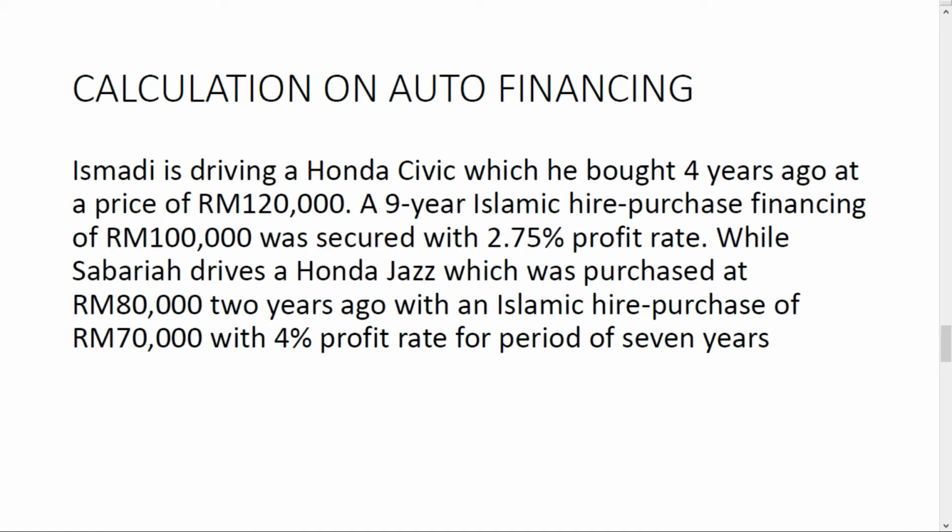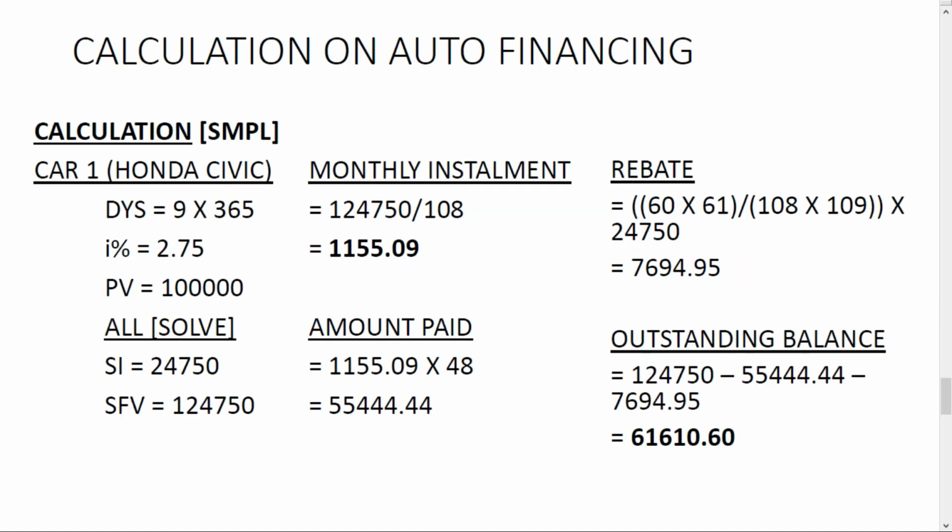The current value we got from the calculation will become an asset under the net worth statement. And then the financing amount we use to calculate the monthly payment as expenses in cash flow, and also the outstanding balance as liabilities in the net worth statement. We use simple interest calculation or SMPL to calculate the auto financing or car financing.